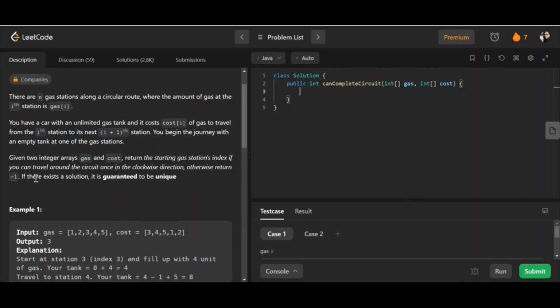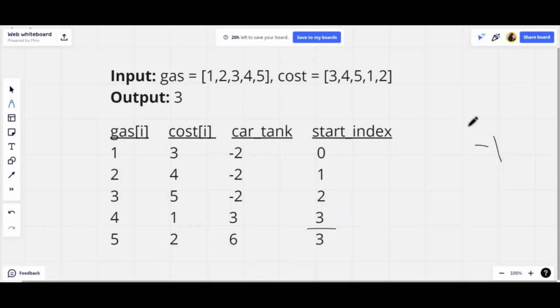So this is what the question asked for: if it is not possible to travel across the circuit in clockwise direction, then return -1. So this is the base case: if the sum of gas collected from all the stations is greater than the cost, then only we can have a start index. If the sum of gas is less than the cost to travel across the stations, then we cannot travel starting from a particular index across the circuit, and we have to return a -1.